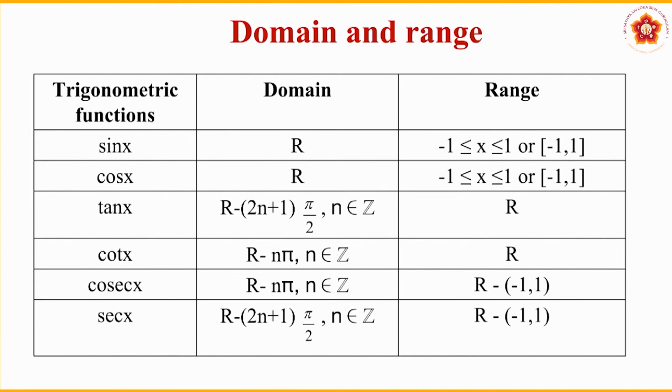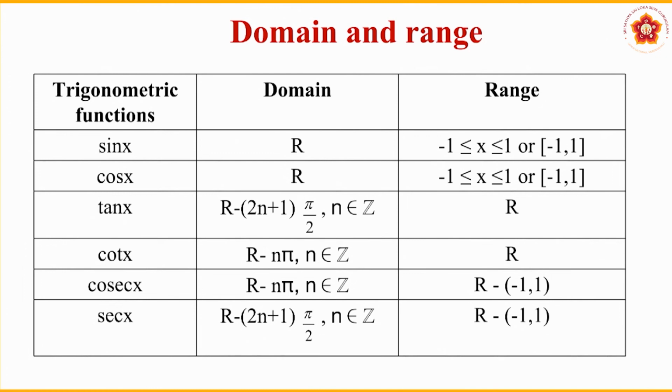Next coming to cot x, you have R minus n pi for n belongs to Z, that is you are removing all the multiples of pi from all the real numbers. The remaining real numbers will be the elements of the domain for cot x, and coming to the range, all the real numbers can be the values for cot x.